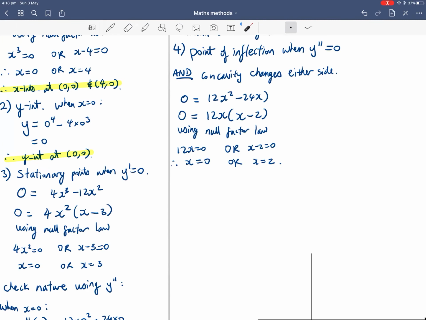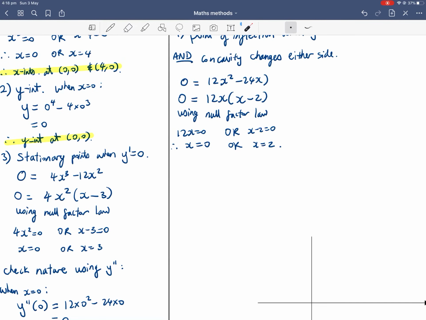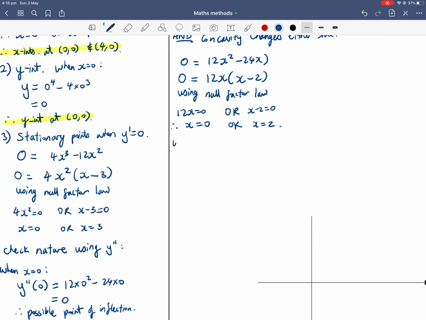Is it even a point of inflection? Because does the concavity change either side? And if so, what does it look like? So let's consider when x equals 2. Let's do our concavity check. So that means we need to draw our little table up. And we're checking your y dash dash values. So x versus y dash dash; the concavity check is using the second derivative. So the point of interest is when x equals 2. Now a little bit left, a little bit right. So 1.9 and 2.1.